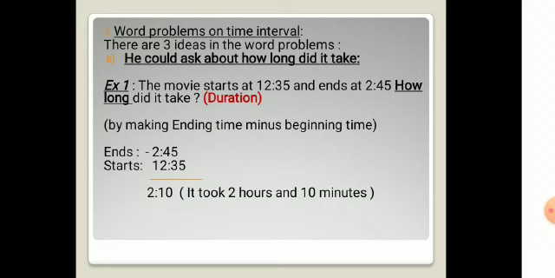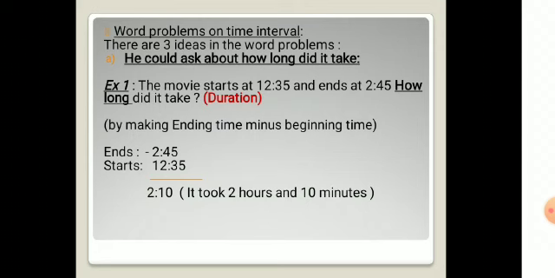So let's see. What's my ending time? 2:45. What's my beginning time? 12:35. So I have to put vertically first 2:45, then under it I have to put 12:35. Always we have to start with the minutes. So let's subtract minutes first. 45 minus 35. Can I make it? Yes, because 45 is bigger than 35. 45 minus 35 will be 10 minutes.